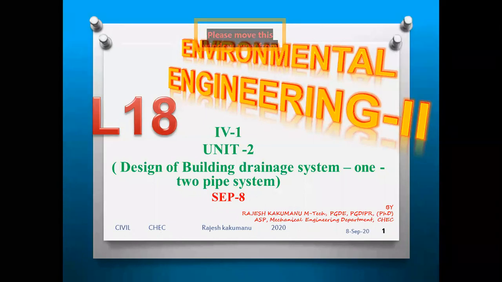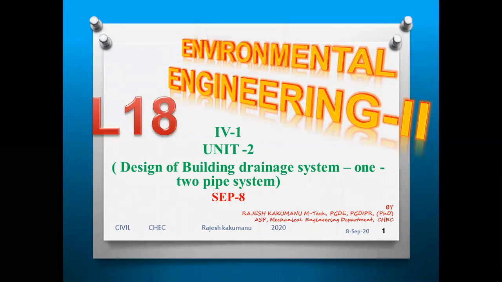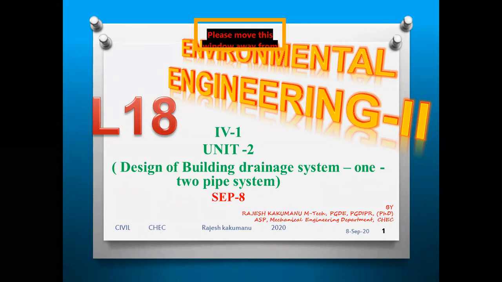Today we are in lecture 18 of Unit 2 in the Environmental Engineering 2 subject. Today the topic is design of building drainage system. In that we are having various types of categories.